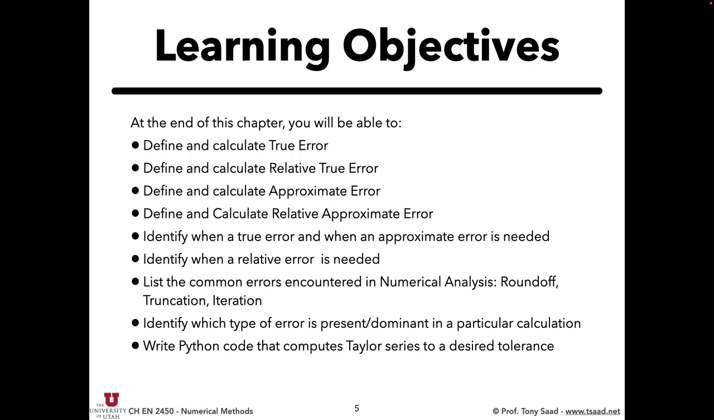So at the end of this chapter, you should be able to define and calculate true error, define and calculate relative true error. Same thing for approximate error, relative approximate error. Identify when you can use a true error and when you need an approximate error. Identify when a relative error is necessary, which is most of the time. List the common errors encountered in numerical analysis. Those are going to be round off, truncation, and iteration error. And given a certain problem, I'm hoping that you'll be able to identify what type of error you're dealing with. And finally, write Python code that evaluates the Taylor series of a function.